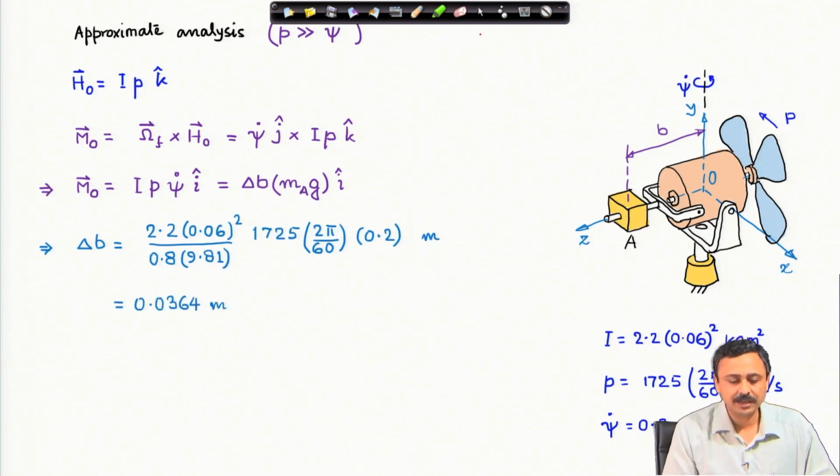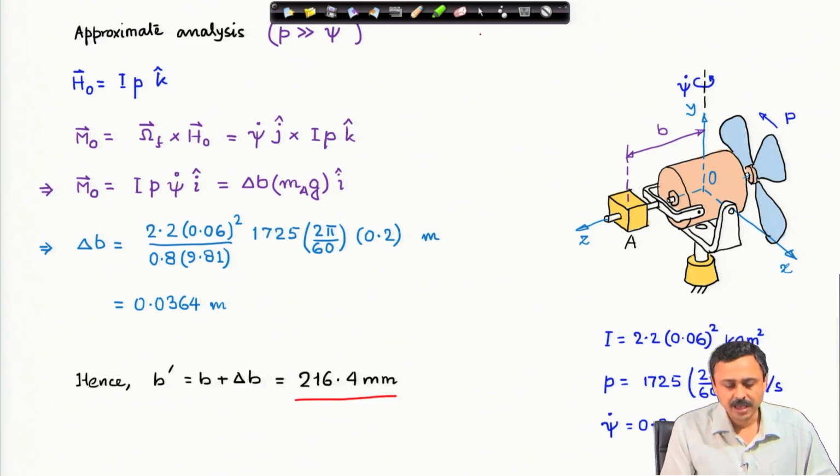On simplification, I get this to be 36.4 millimeter, and B was initially at 180 millimeter. Therefore, if I have to add this shift, I must add it, therefore 216.4 millimeter will produce this precession.